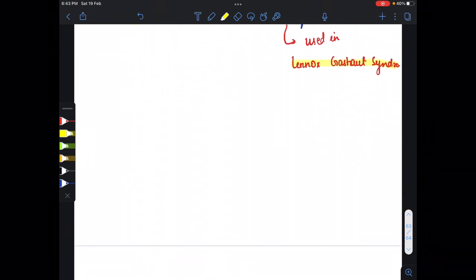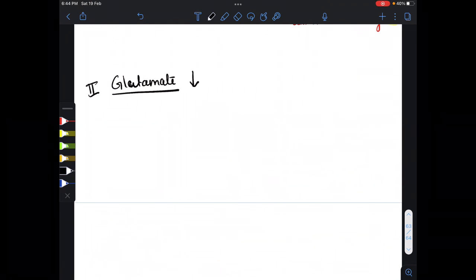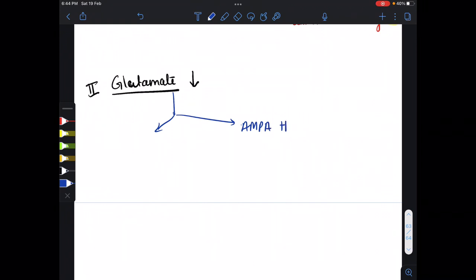Now the other receptor, that is the glutamate receptor. In epilepsy there is hyperactivity of the brain, so we have to depress that activity. For depressing the activity we have to depress the excitatory neurotransmitter, and our excitatory neurotransmitter is glutamate. So we have to decrease glutamate. How can we decrease it? We can do it in two ways: we can give an AMPA blocker or an NMDA receptor blocker.